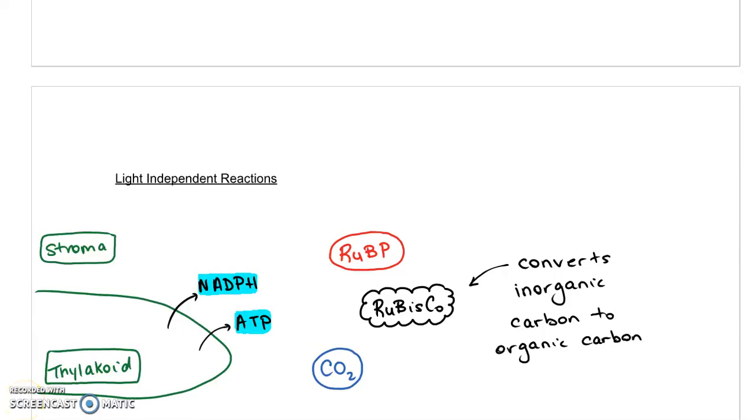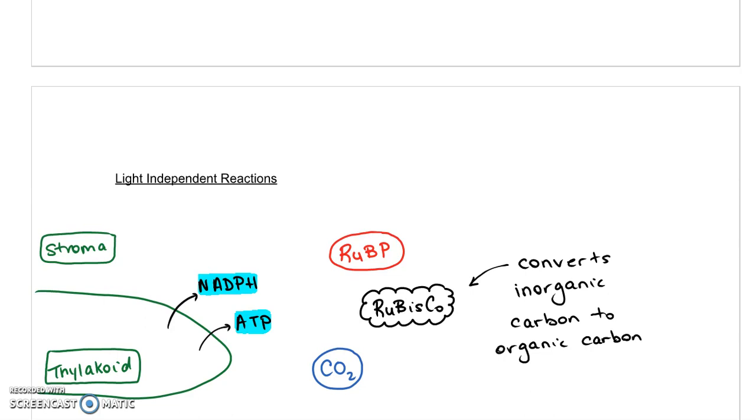This video focuses on stage 2 of photosynthesis, or the light-independent reactions. So if you remember from the light-dependent reactions that take place in the thylakoid, we got NADPH and ATP out of those processes. So now we're in the stroma, and we're going to undergo the light-independent reactions.